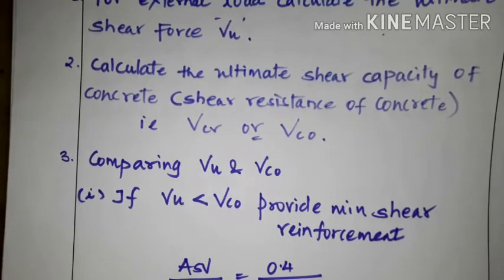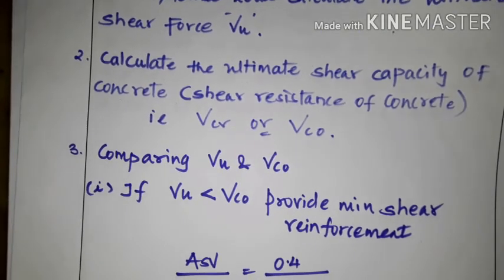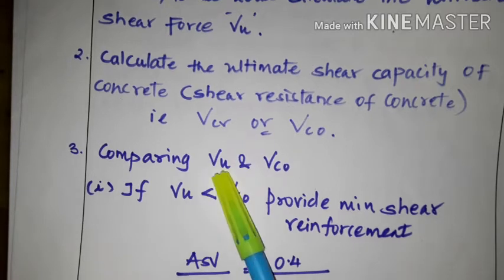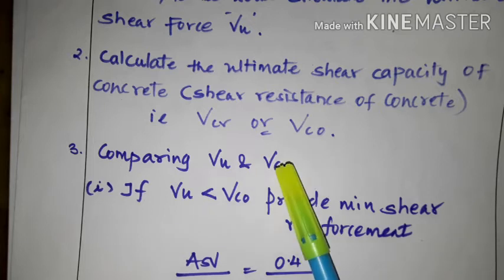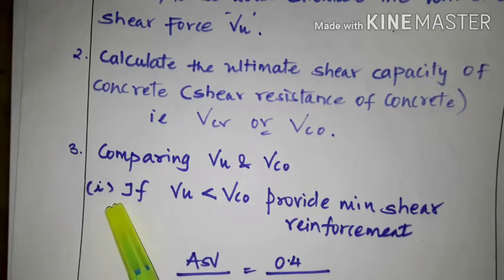So the third step is compare VU and VCO. Means you have to compare the shear acting on beam, that is VU, and the shear resistance of beam. VU is shear acting on beam and VCO or VCR is the shear resistance of beam. So here we have to compare that.